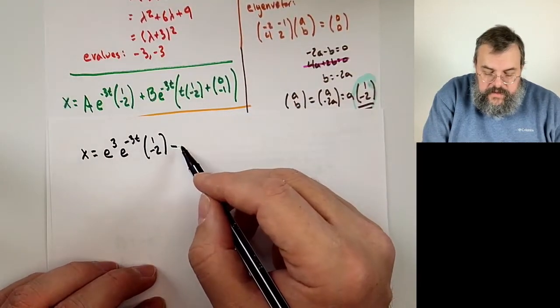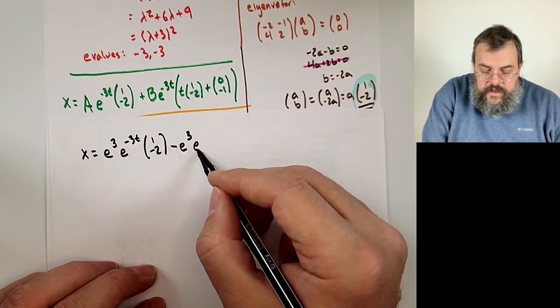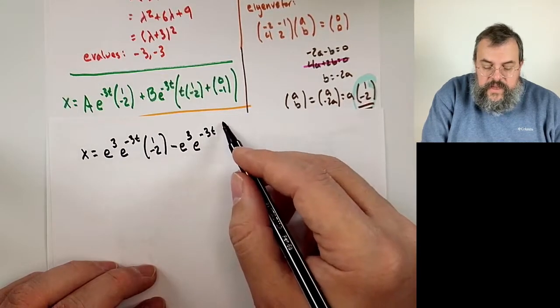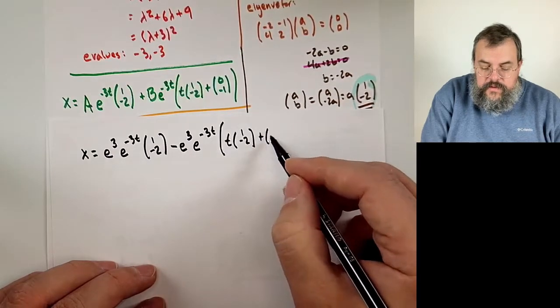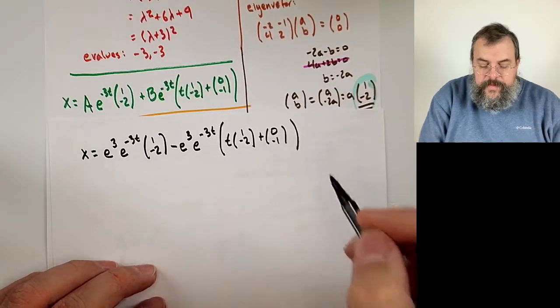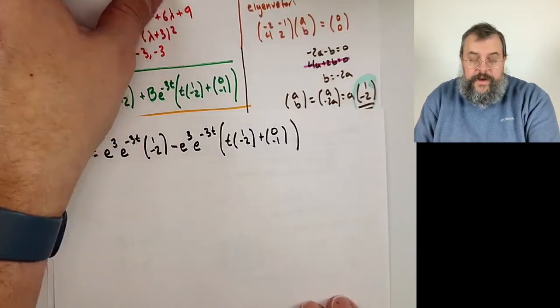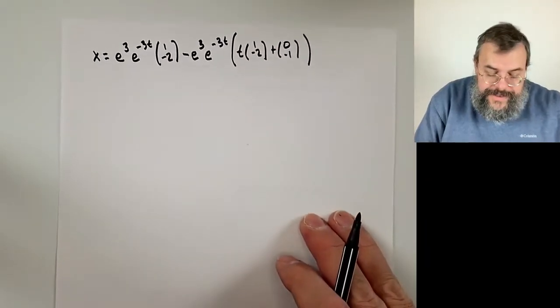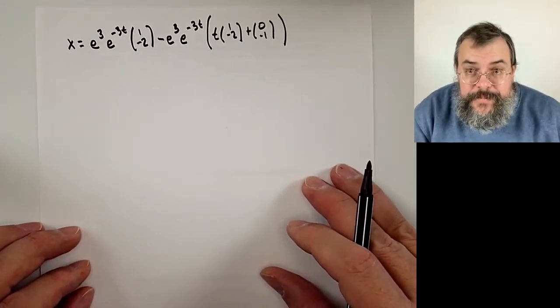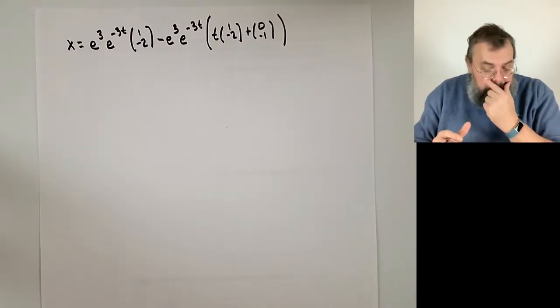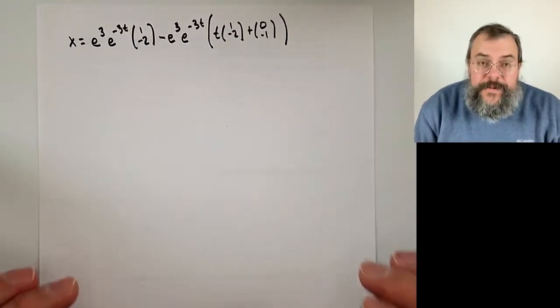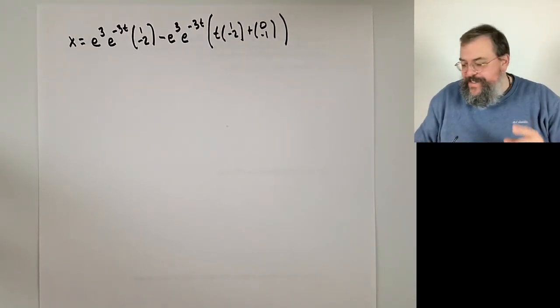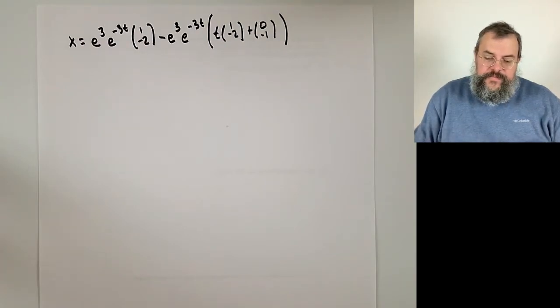So minus e to the 3, e to the minus 3t times t 1 minus 2 plus 0 minus 1. All right, now our goal is to clean it up. We're not quite to our final answer, but we're almost there, and that's the good news. Okay, so what are some things we should do to clean it up?